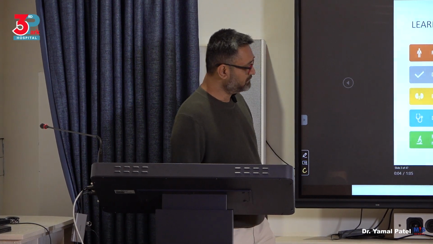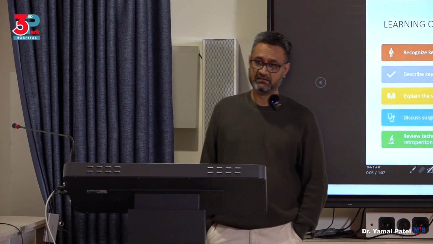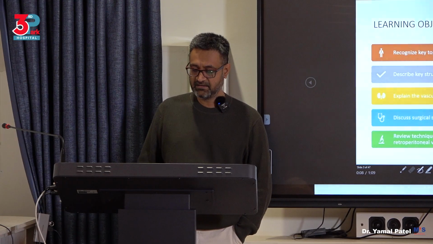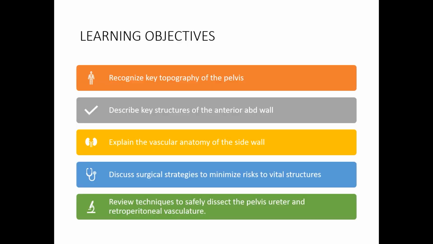So what are we going to cover in anatomy in this lecture? Number one, we're going to be recognizing the key topography of the pelvis. We're going to be describing the key structures of the anterior abdominal wall, the vascular anatomy, some strategies to minimize risks to these vital structures in the pelvis, and we're going to be reviewing some techniques to safely dissect the ureter and the retroperitoneal vasculature.